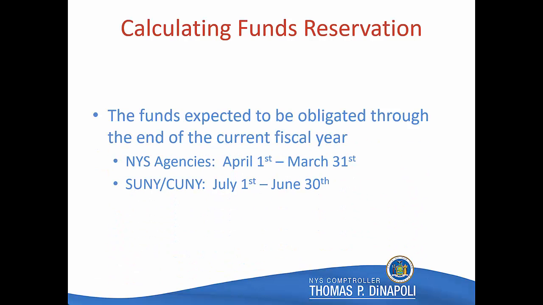current fiscal year. Please note that construction-related contracts require a pre-encumbrance for the full value of the contract over its entire term. The fiscal year for New York State agencies runs from April 1st through March 31st. The fiscal year for state and city universities runs from July 1st through June 30th.